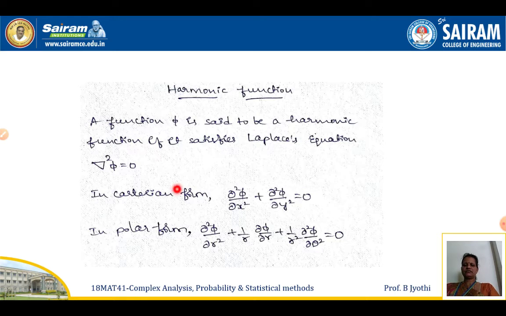If it is in the Cartesian form, in order to prove that it is a harmonic function, we need to establish this condition. That is, dou square phi by dou x square plus dou square phi by dou y square is equal to 0. Whereas in the polar form, if we want to prove that a given function is harmonic, the condition for it is dou square phi by dou r square plus 1 by r into dou phi by dou r plus 1 by r square into dou square phi by dou theta square is equal to 0.